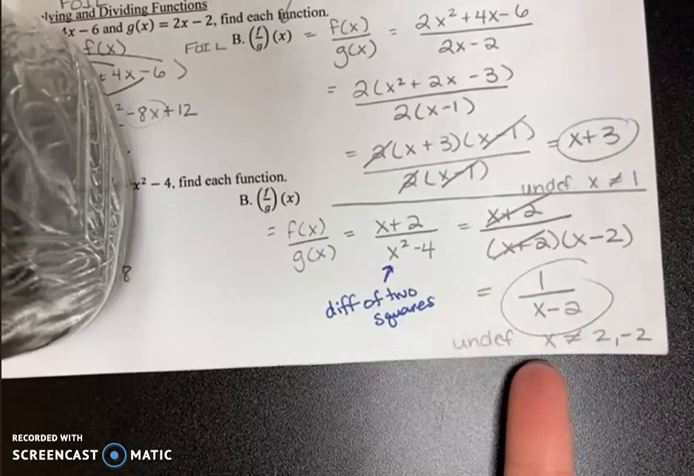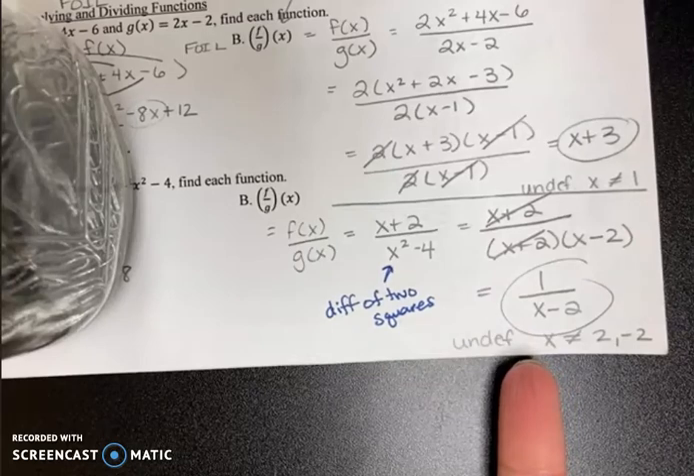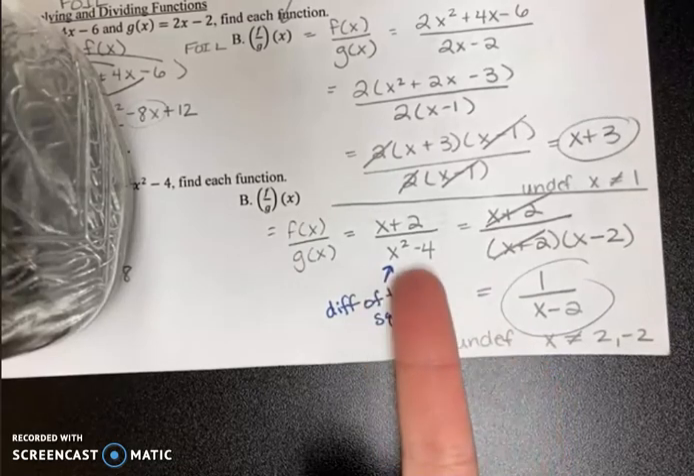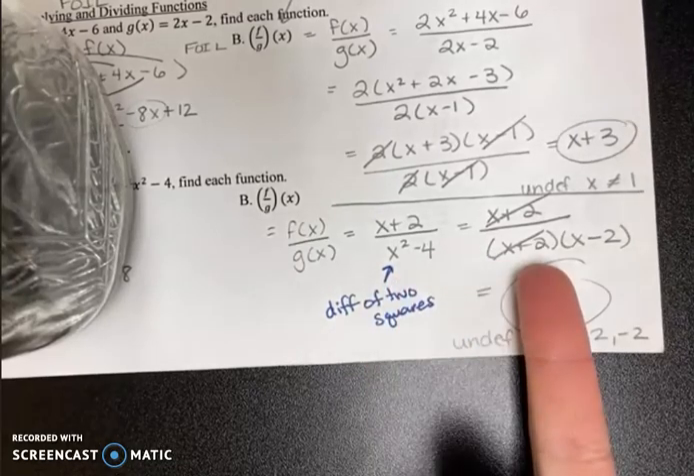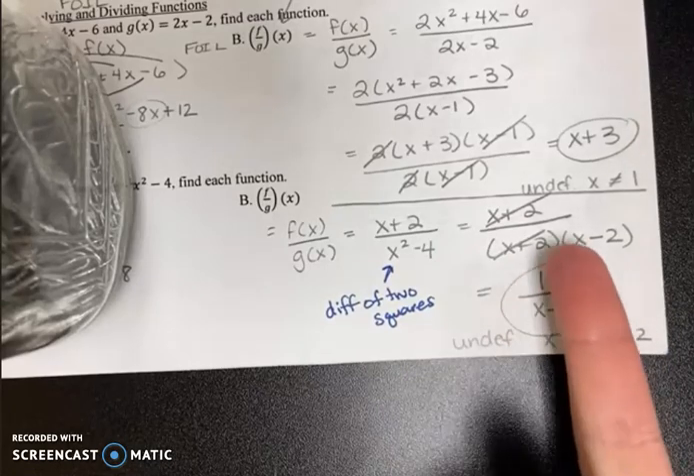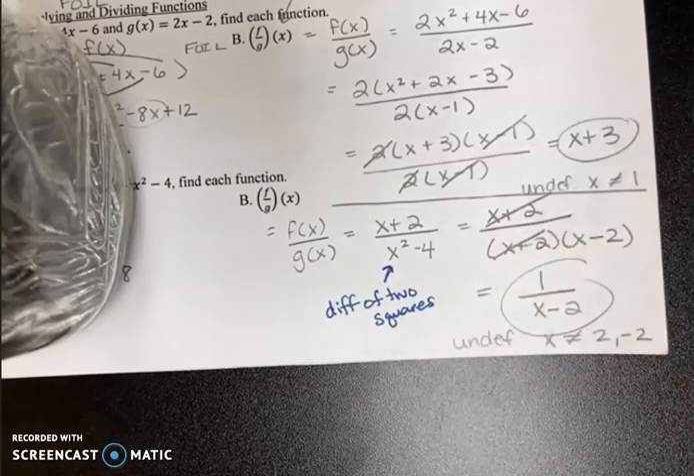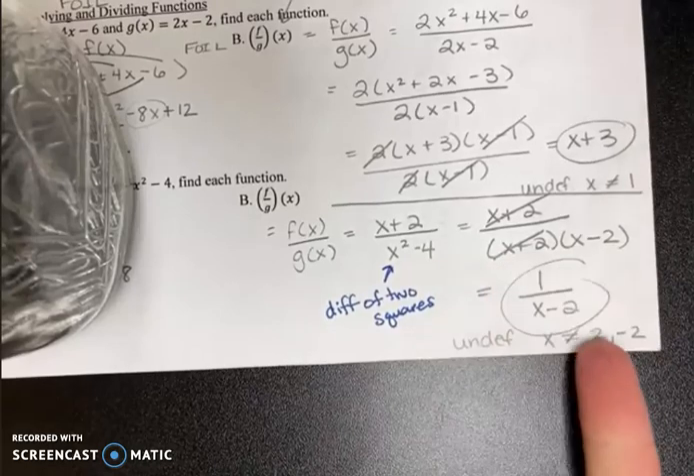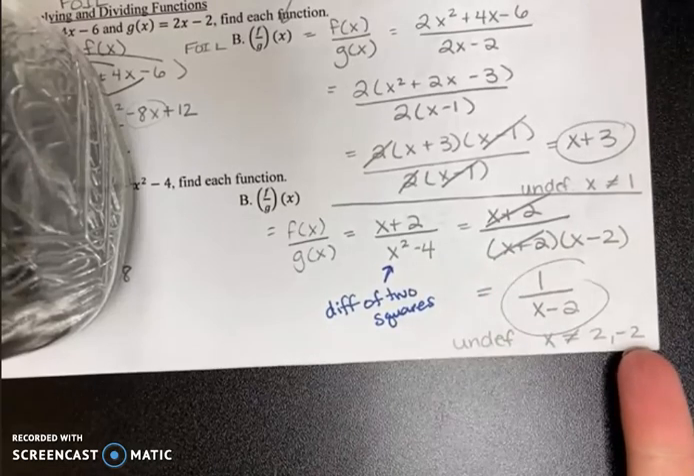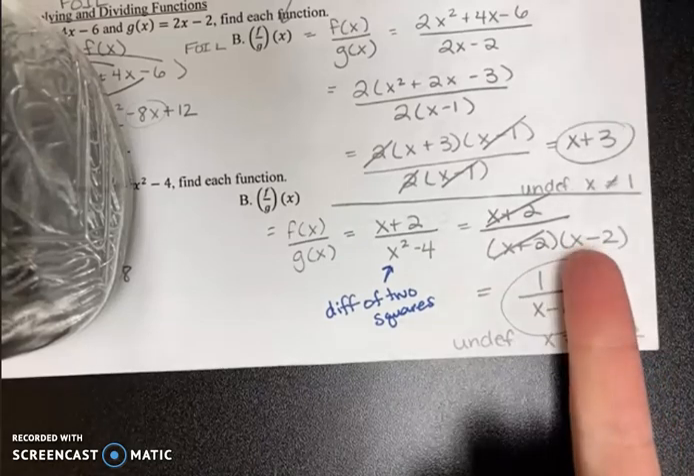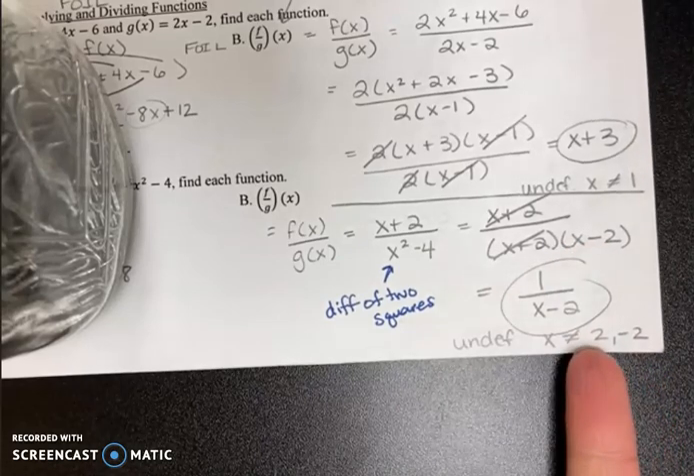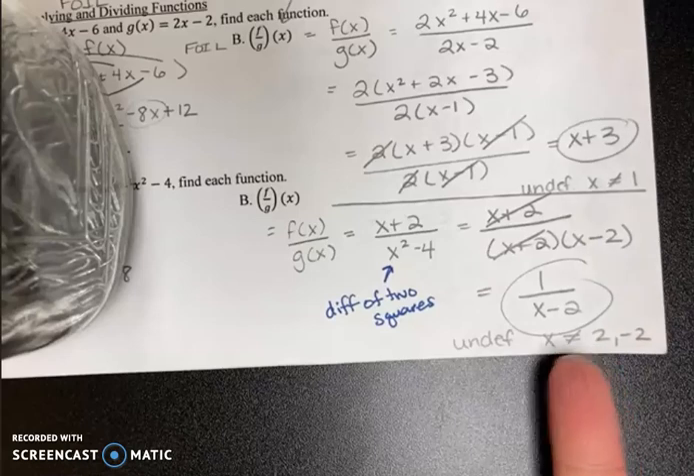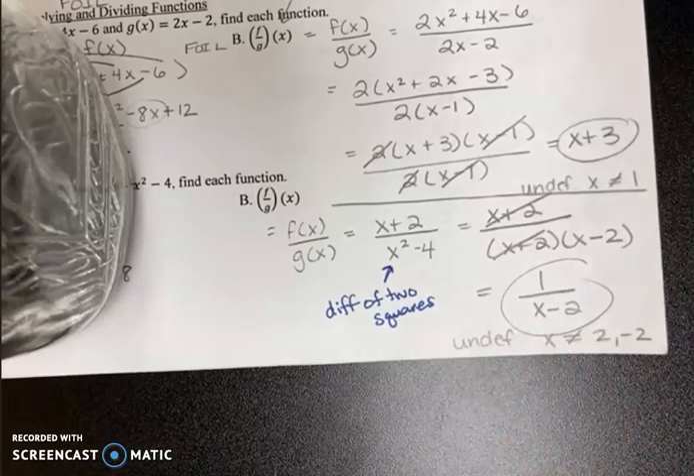Also, we need to state when it's undefined. So we need to look back at our original factored denominator and set both of these equal to 0. X plus 2 equals 0 would give me negative 2 as a solution. X minus 2 equals 0 would give me positive 2 as a solution. So these are the two values where the function would be undefined.